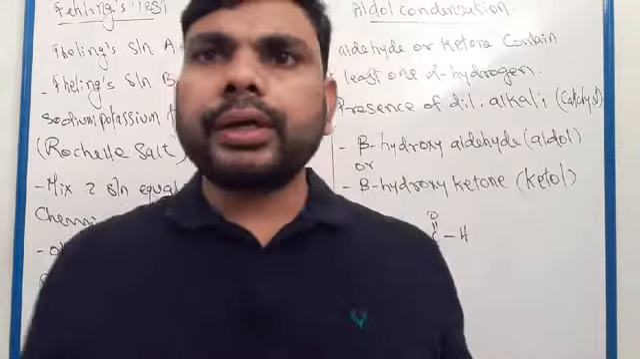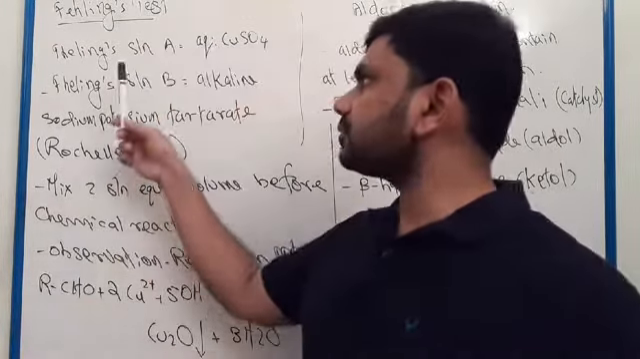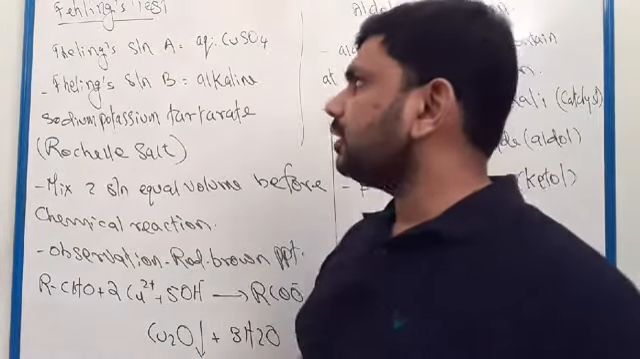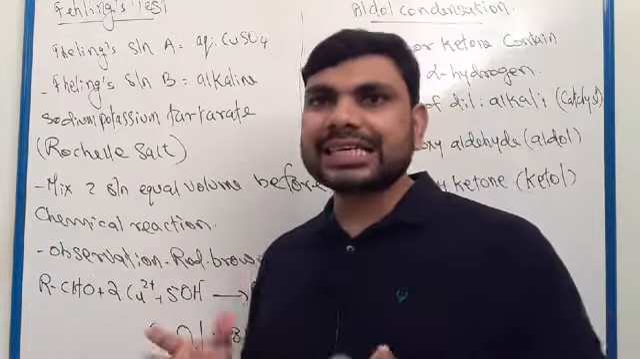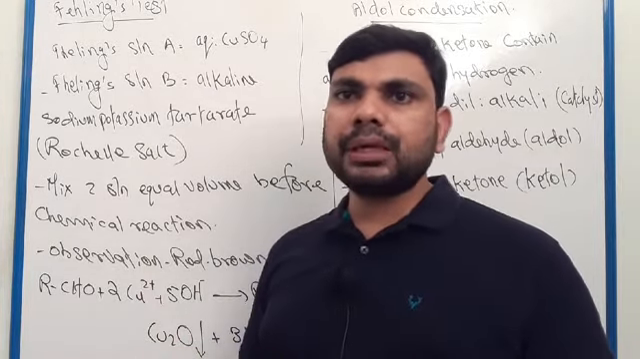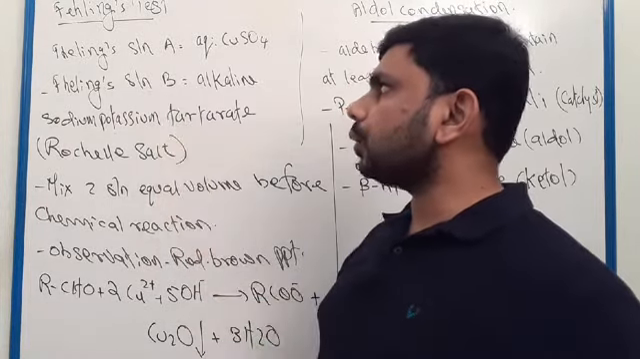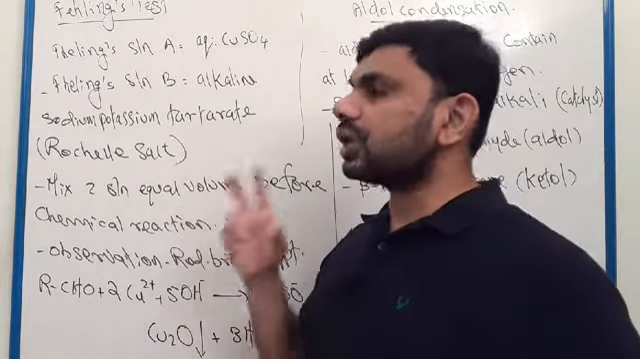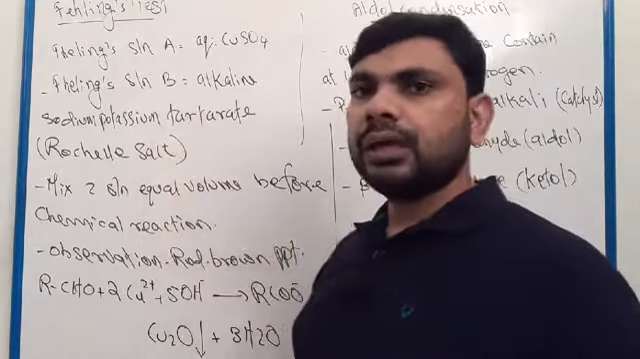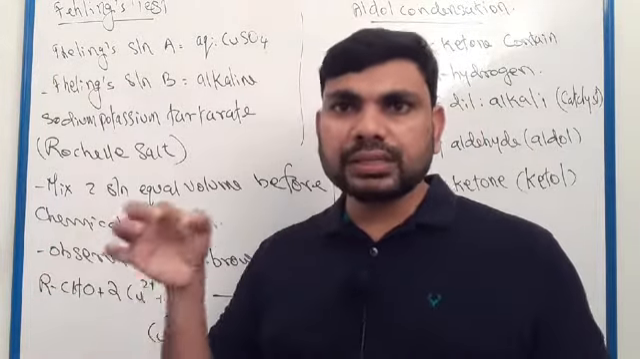Next we have to discuss Fehling's test. Already we discussed Tollens test. For Fehling's test we have to use Fehling's reagent. Fehling's reagent means a mixture of Fehling solution A and Fehling solution B. For Fehling's reagent there are two solutions, Fehling solution A and Fehling solution B. We have to take equal volumes of Fehling solution A and Fehling solution B.